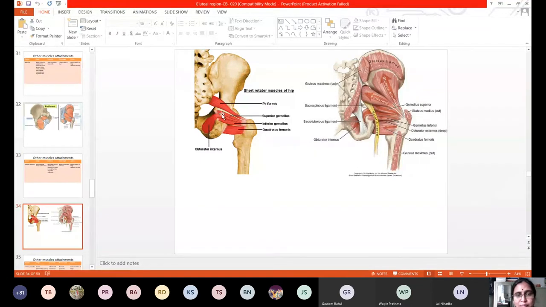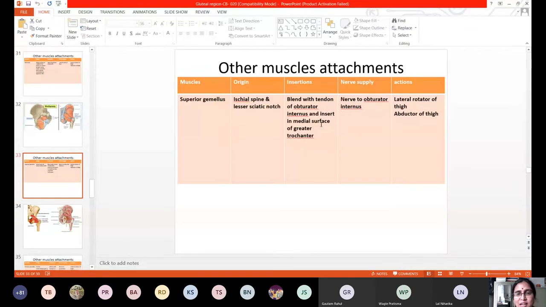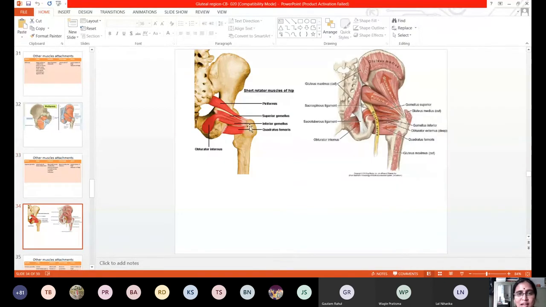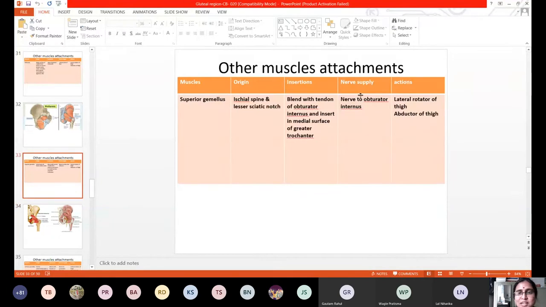Superior gemellus arises from the ischial spine and which notch? Lesser sciatic notch. And where does it insert? The tendon of superior gemellus blends with the tendon of obturator internus, and inserts into which trochanter? Again, you can see in the picture. Greater trochanter. But where does it insert on the greater trochanter? On the medial aspect of greater trochanter. So this is the insertion. Action takes place from insertion to origin. So what is the action? It will pull the femur towards the origin, meaning it is also a slight lateral rotator of the femur on which joint? Hip joint. Or the lateral rotation of the thigh on the hip joint. That is the action. And the nerve supply is by nerve to obturator internus.